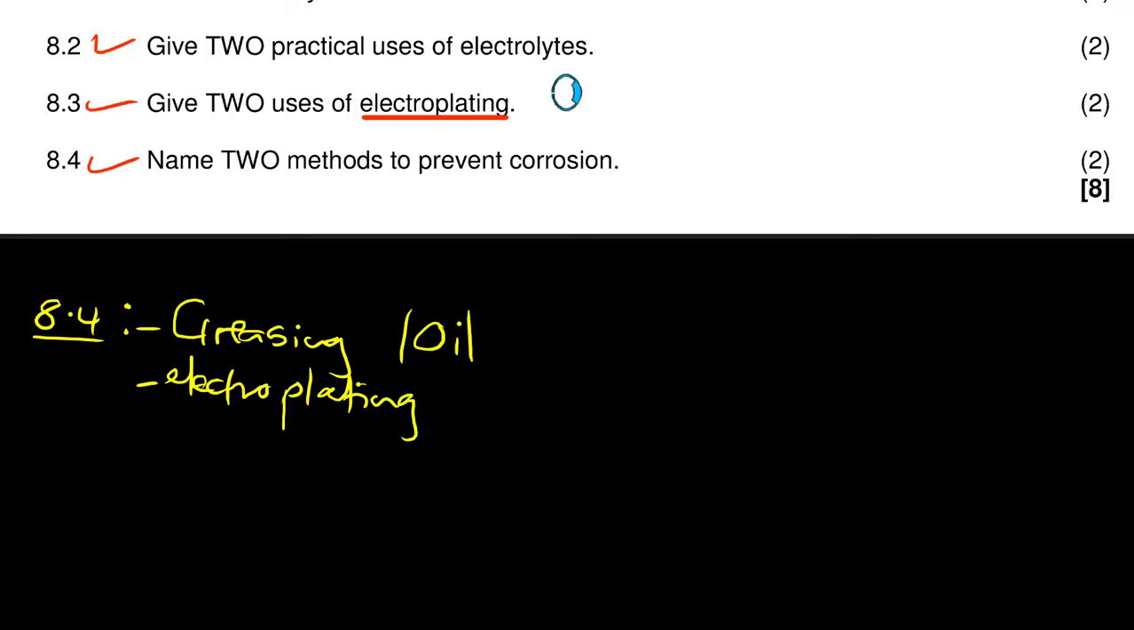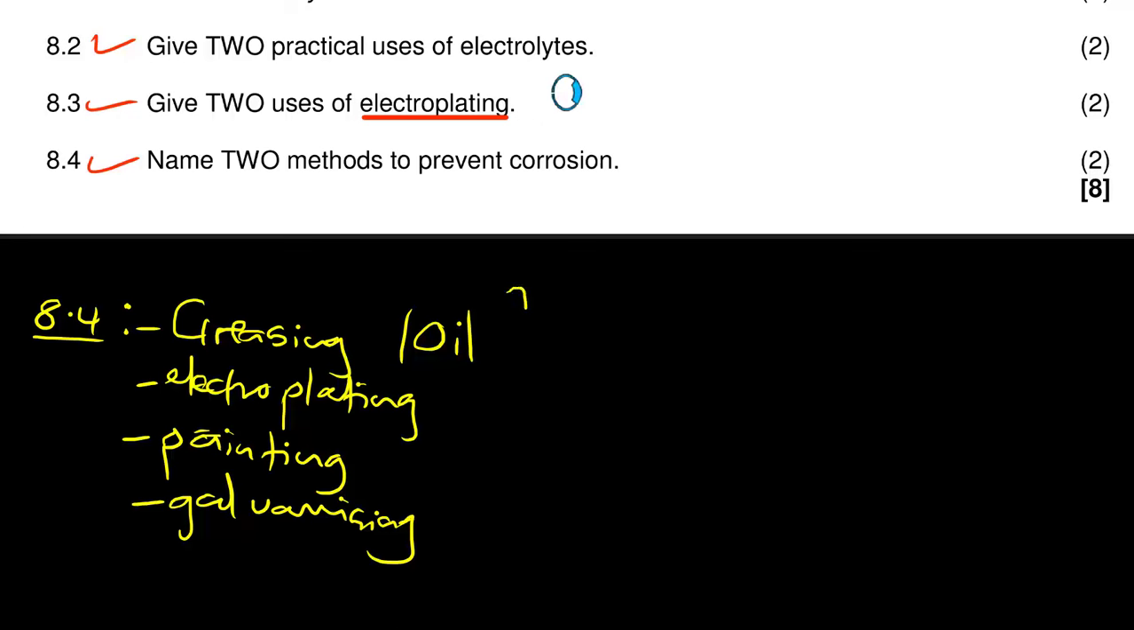The common one we started with was electroplating. They asked to give two uses. We said for prevention of corrosion, so electroplating. And then the other one, you can use painting. If you paint the surface of a metal, you can actually prevent corrosion. And then the other common one is galvanizing. So these are the common ones that you find. You can grease, you can electroplate, you can paint, you can galvanize. Those are the common ones for prevention of corrosion. Sometimes they'll use the words prevention of rusting instead of corrosion, so the answers will still be the same.